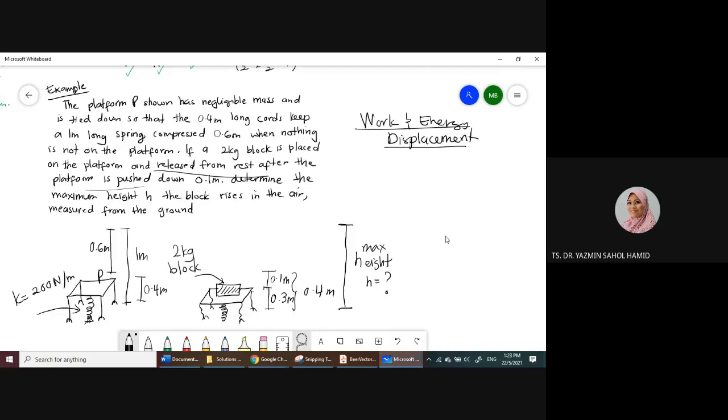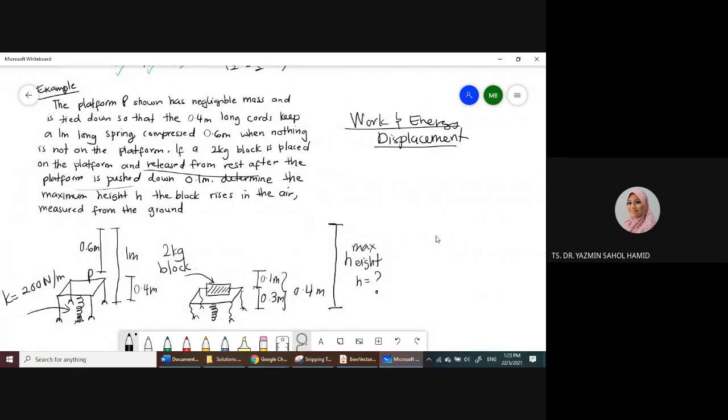Now, do you remember what is the formula for the principle of work and energy? Do you remember? Class, do you remember? Hold on. Okay.